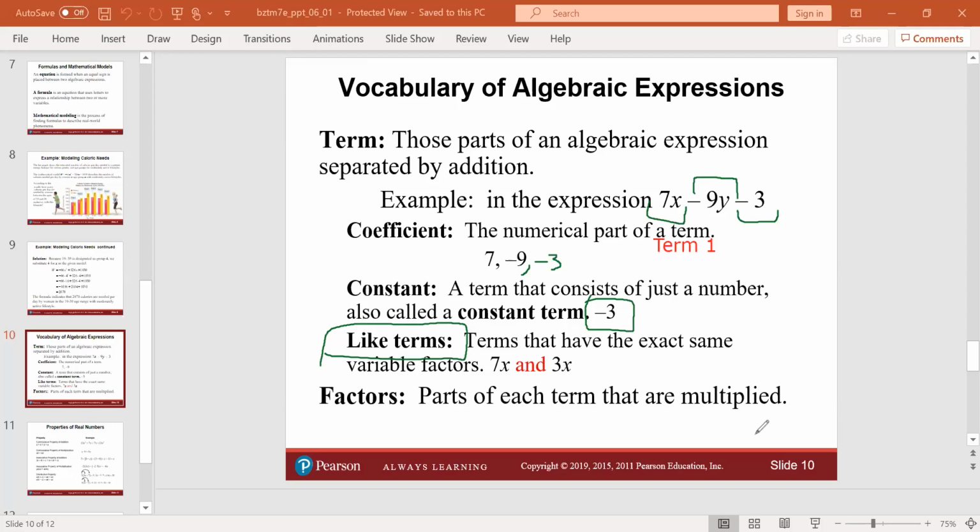That means I can add 7x plus 3x. I would add their coefficients and then keep that variable portion the same. It's like saying I have 7 of this object, the object is x, and I'm adding 3 of that object together, so I'm going to end up with 10 of that object. This can only work if two terms have the exact same variable setup. And I mean not just the variables themselves, but any exponents on them have to be the same.